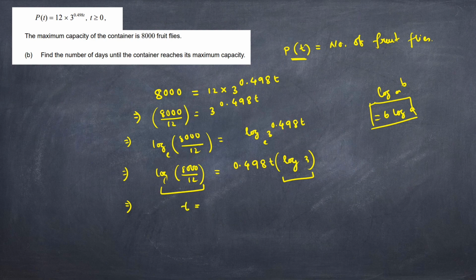After that the t value will be approximately 11.888, and after approximation the t value is 11.9. So this is the answer, 11.9. The unit will be in days. So in 11.9 days, the container will be filled up by 8,000 fruit flies. So this is the answer for the last part.